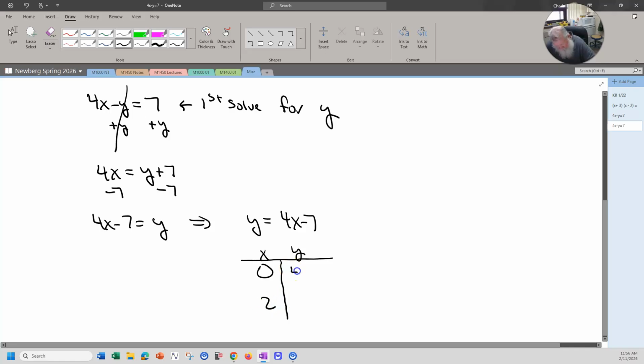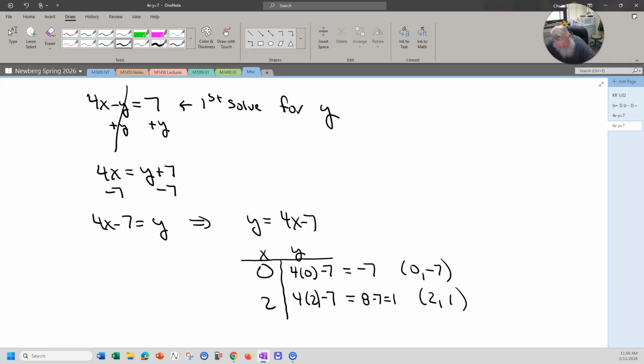I'll put in 0. I get 4 times 0 minus 7, which is what? Minus 7. So one of my points I'm going to plot is (0, -7). I'll plug in 2. I get 4 times 2 minus 7, which is 8 minus 7, which is 1. So the other point I'm going to plot is (2, 1). So now I'm going to open up the tool here and show you how to plot it.